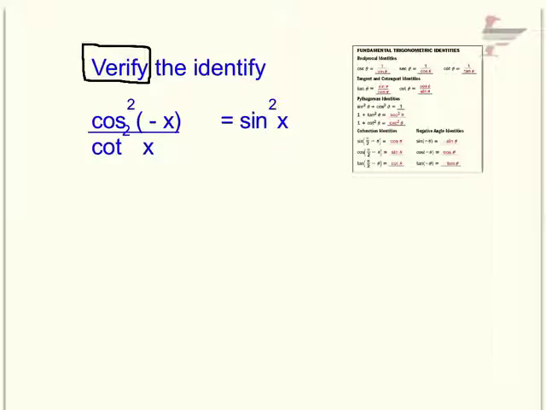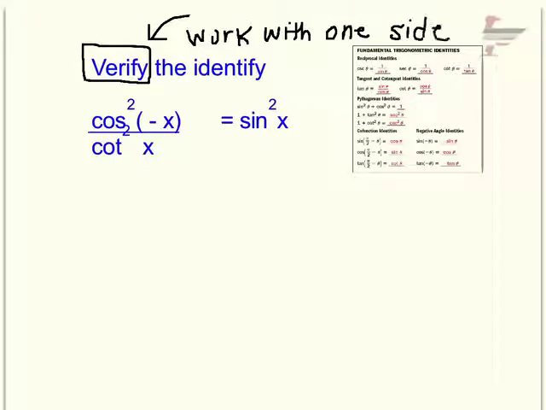So one thing you're going to want to jot down when you verify: you're only going to work with one side. Okay, so I'm going to write that down. Work with one side, and one side only. So for example, if I decided I'm going to work with this side, I'm going to simplify this as much as I can until I get it to equal sine squared of x. So I'm not going to change the right hand side, only the left hand side.